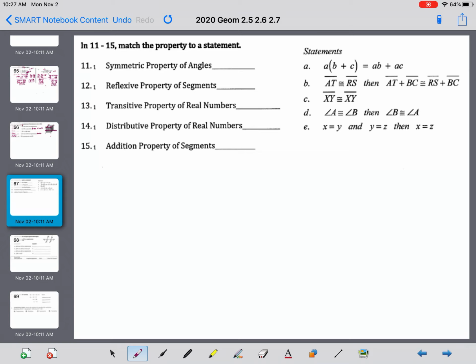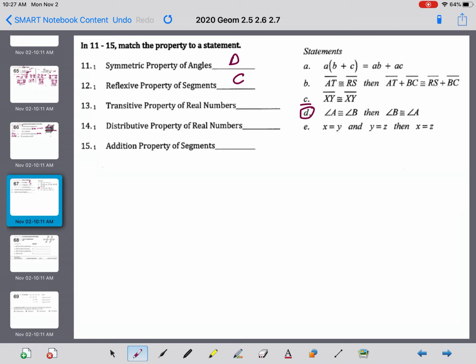Which ones are matching up? So match a property the same. Symmetric, that's the one where we flip left and right. That would be D. That's where they flip left and right. A, B, B, A. Reflexive property. Reflexive property just says something's equal to itself. That's letter C. Happens to be segments.